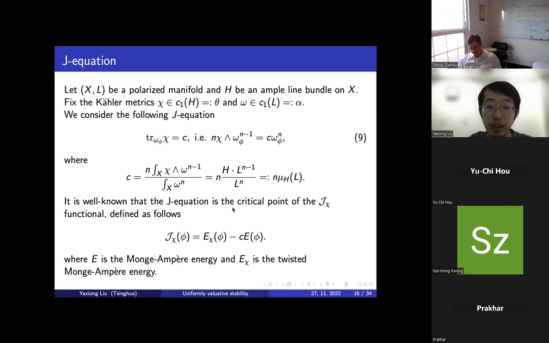So it's well known the J equation is the critical point of the J functional, defined as the Mabuchi-type energy minus c times the Monge-Ampère energy. Sorry, I do not write the explicit definitions of these energies. You can see the derivative of this one is the twisted part of this measure, and the derivative of the Monge-Ampère energy is the measure.